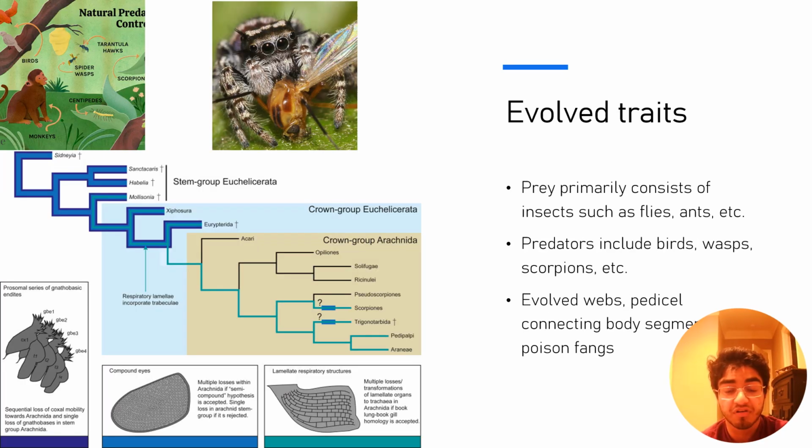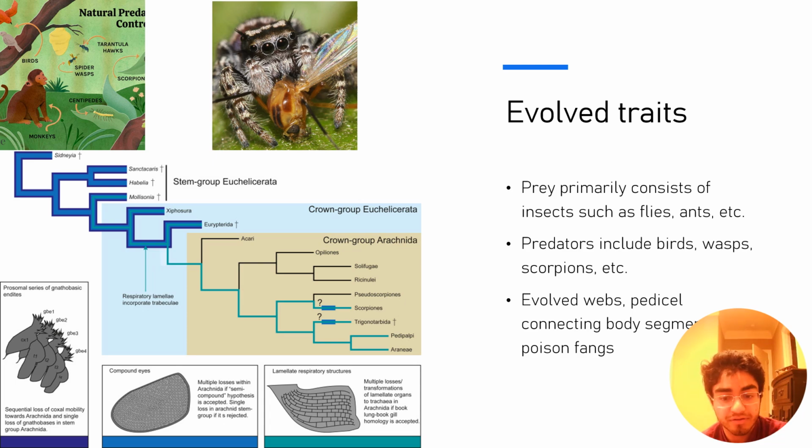Now let's discuss some evolved traits and predator-prey interactions of the spider. Their prey primarily consists of insects such as flies and ants. Their predators include tarantula hawks, spider wasps, birds, monkeys, and centipedes.